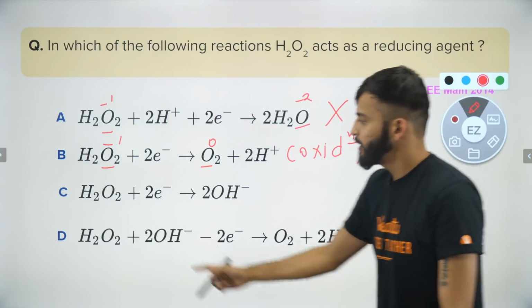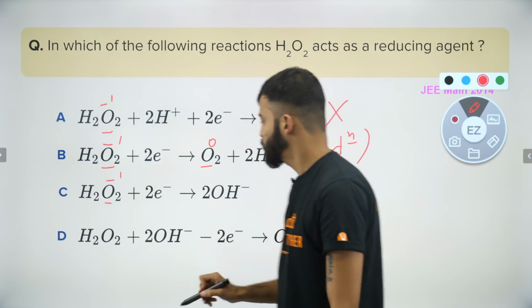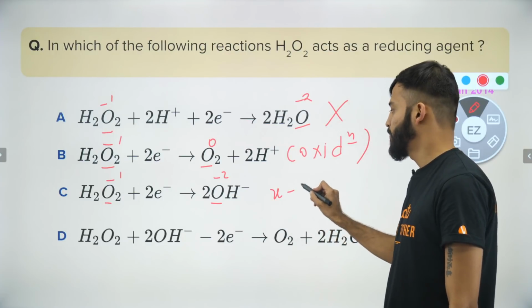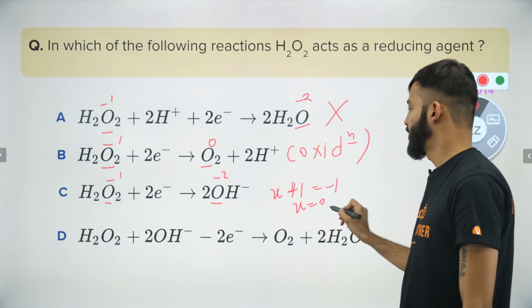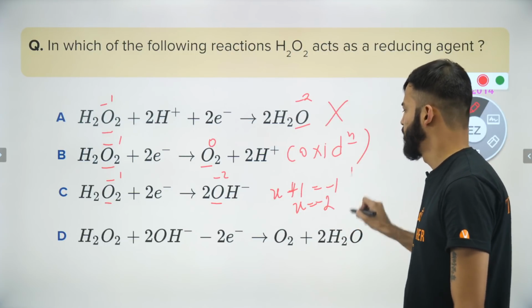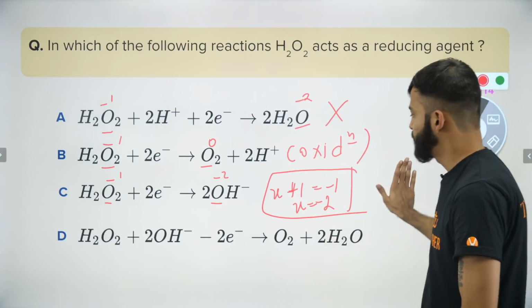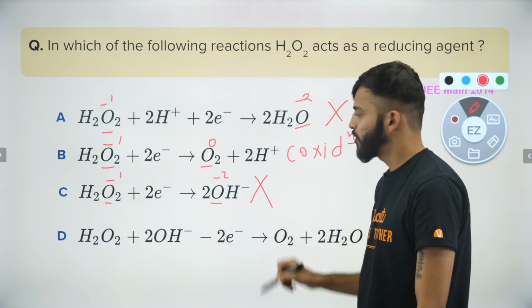Okay, come here, very good question. -1. Here it is becoming again -2. How did I write -2? Check this out. x +1 -1, so x has become -2. I hope everyone is clear. Just for fun I said x equals +1 -1. I'm just erasing it. So here also -2. So this is also out of our picture.